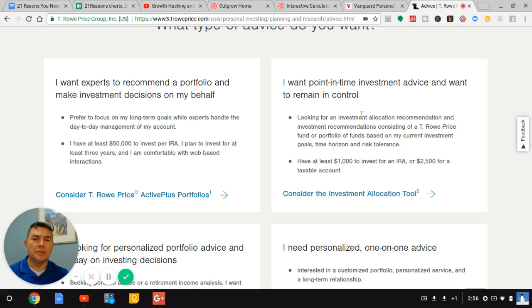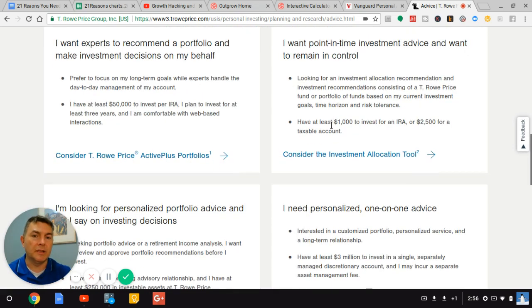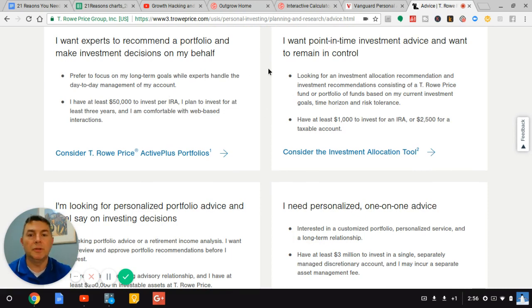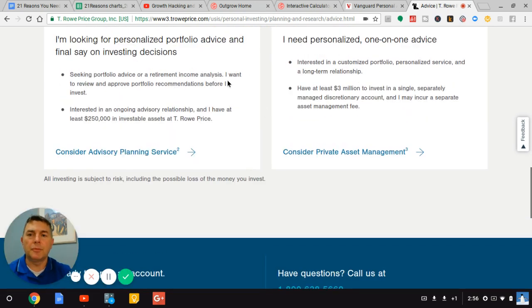The second option is I want point-in-time investment advice and want to remain in control. So essentially similar to USAA, you just plug and play. They spit out a portfolio for you and then you go do it on your own. And I don't think there's any fee there because USAA didn't have one. I think they just say you have to have a minimum of $1,000. So, there you go. We'll use these two. These bottom two are more for, this is a $250,000 minimum.